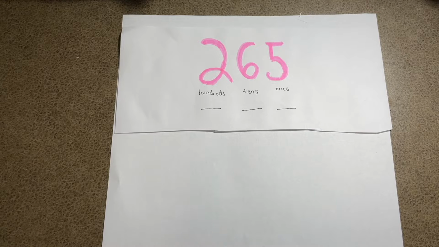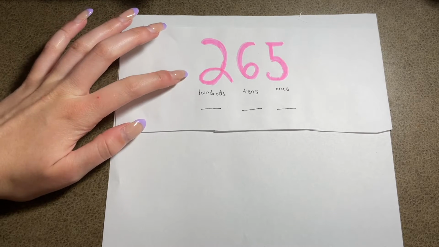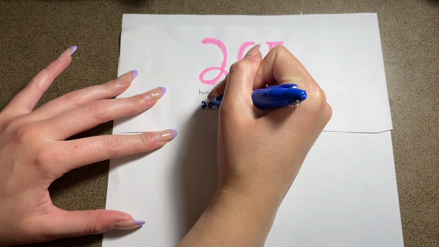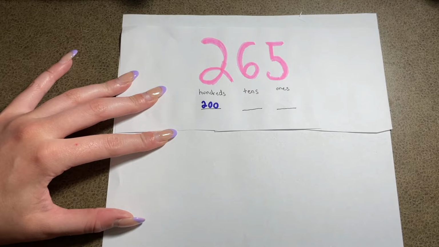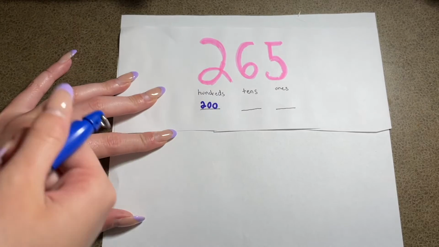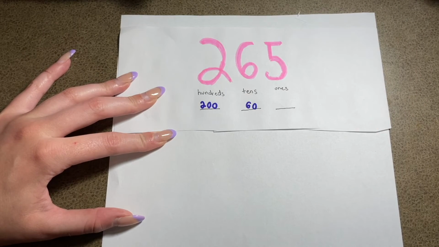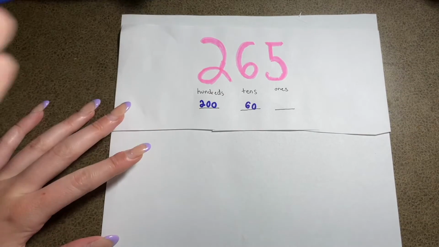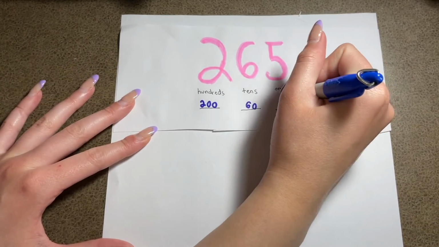If I were to give you the number 265, let's break it down into hundreds, tens, and ones. First, let's start with the hundreds number. If we look all the way to the left, our hundreds number is 2, which means it represents 200. Now let's look at the tens number, or the middle number. The tens number is 6, which means that it represents 60. Now let's look at the ones number, or the last number. The ones number is 5, which means it represents 5.